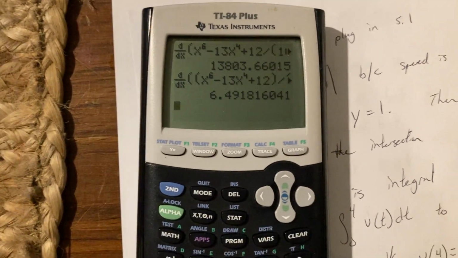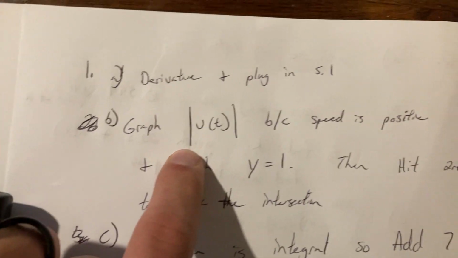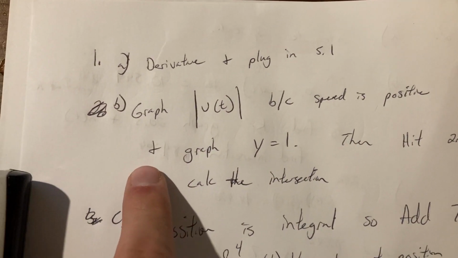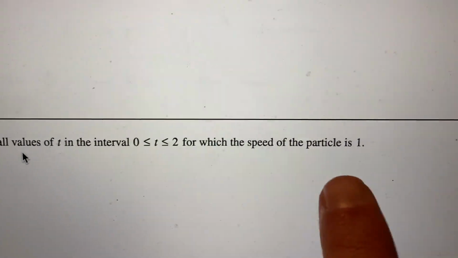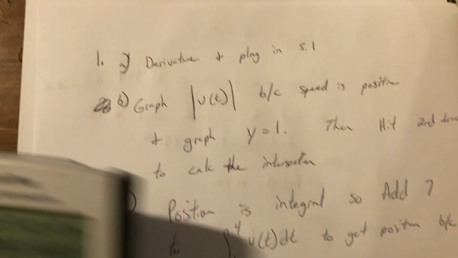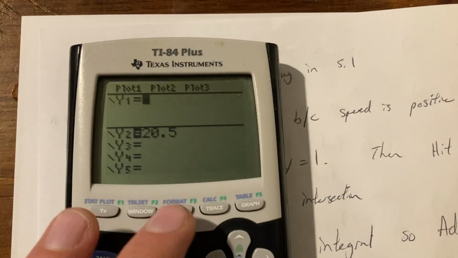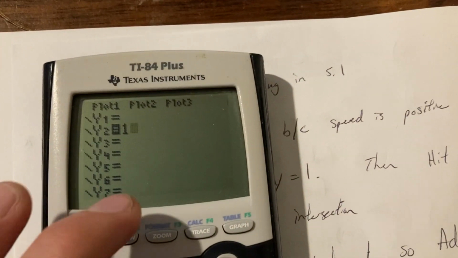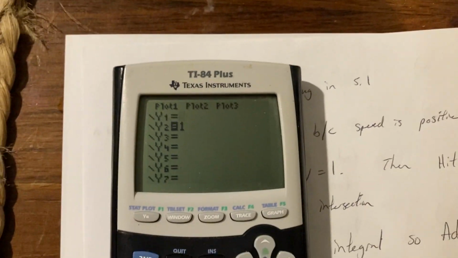Okay, for the second one, what we have to do is graph the v of t, and we do it in absolute value because speed is always positive, and graph y equals 1. The question is, find all the values on the interval 0 to 2 for which the speed of the particle is 1. So to find this, we graph it. We have y equals 1 as one of our equations, and the other one is going to be our v of t, which we just did.